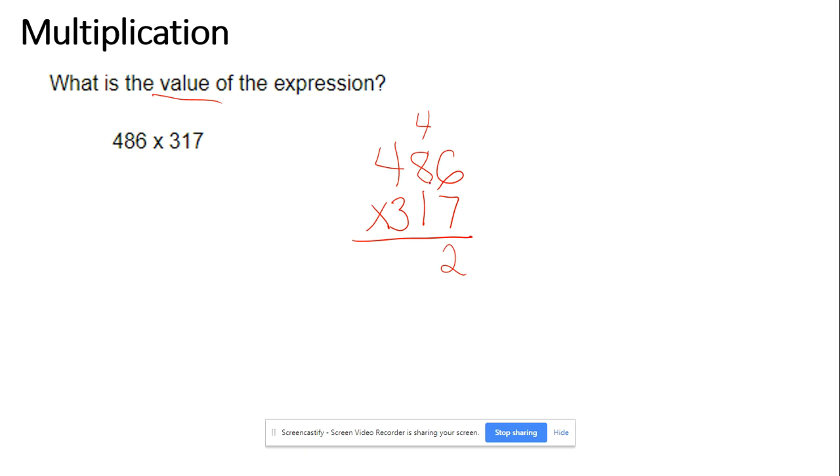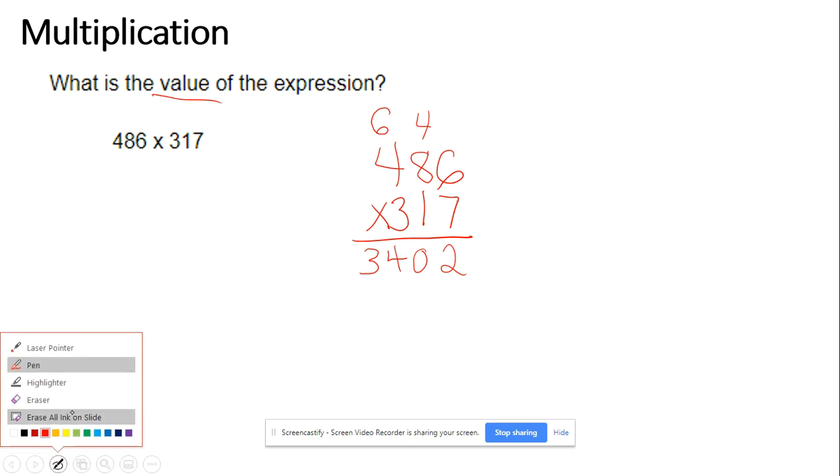Now we're going to multiply 7 times 8, which is 56, but we're going to add in the 4 that we carried over. So 56 plus 4 is 60. So we need to put the 0 in the tens place and carry the 6 over to the hundreds place. Now let's multiply 7 times 4, which is 28, plus 6, which is 34. So 486 times 7 is 3,402.